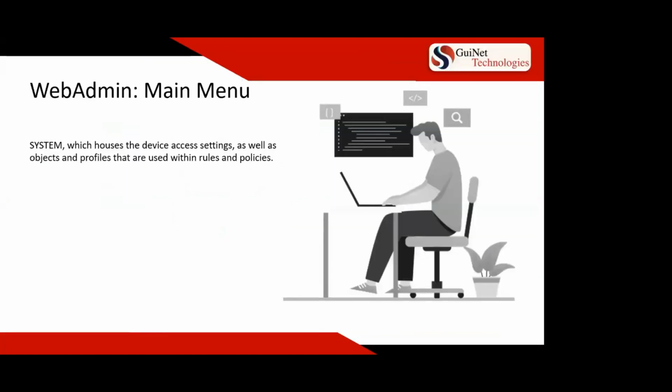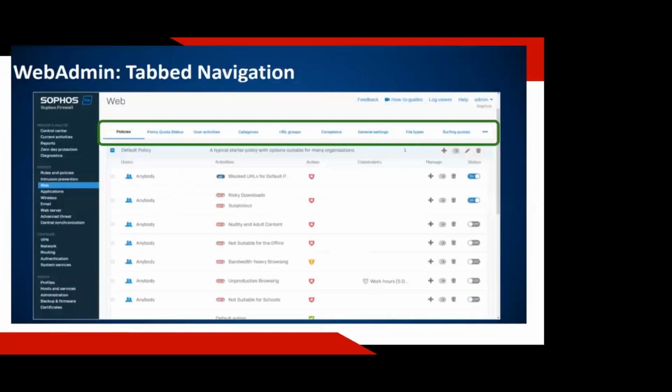So system houses all the device access settings as well as objects and profiles that are used within the rules and policies, right? So let's say we just walk through the tabs here. If we click on web, we can see the default policies here. These are the default policies that come with the firewall. You can directly use the policies to block any categories or particular websites and so on.